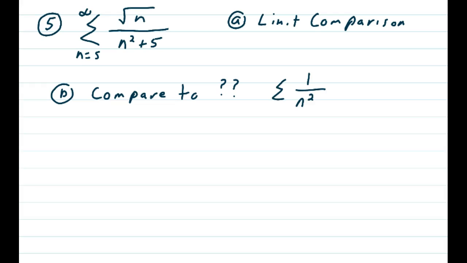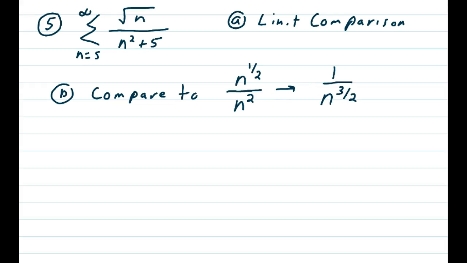Often students will just erase that square root of n and say, well, I'm going to just compare it to 1 over n squared, which is really tempting, but unfortunately it's wrong. Instead, we need to consider that n to the half power on top has an influence on n squared. So we are going to compare this to n to the half over n squared. If we subtract exponents or reduce that fraction, we get a comparison to 1 over n to the 3/2 power.